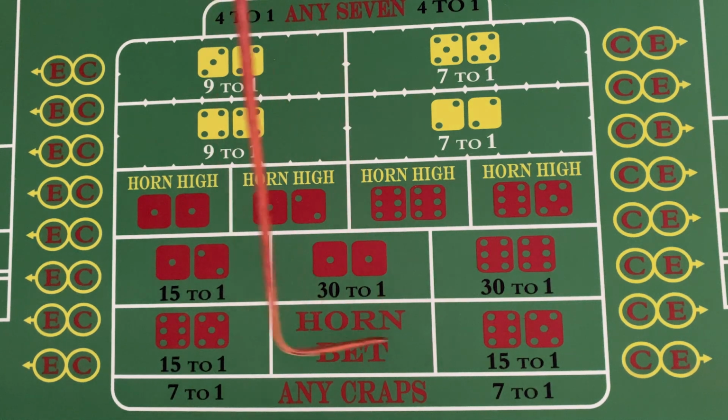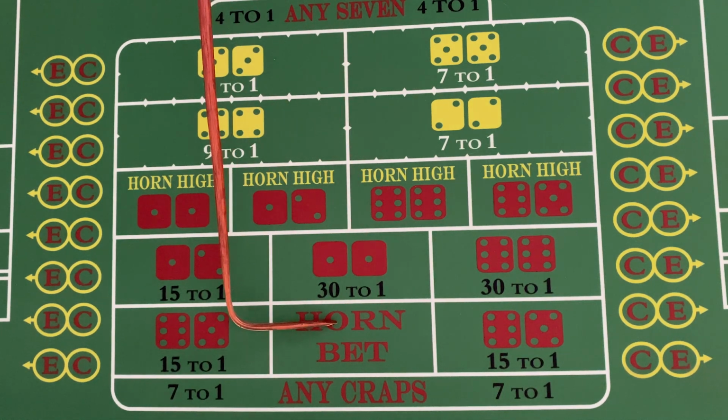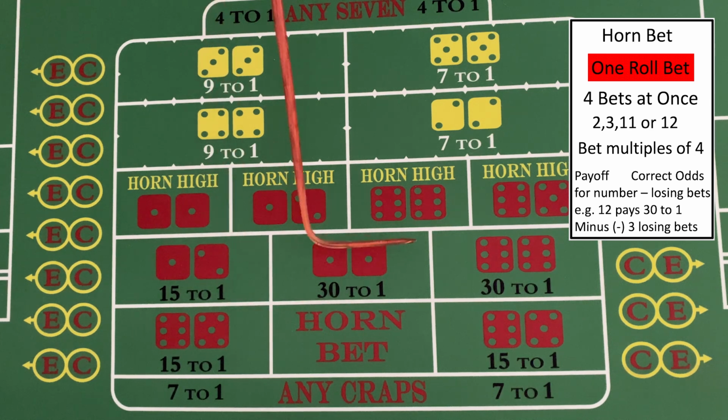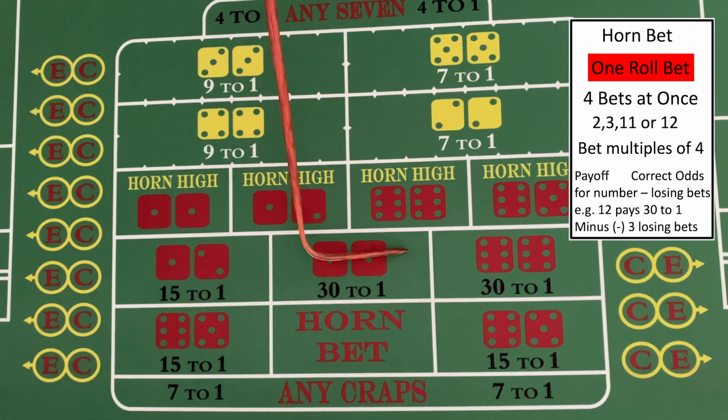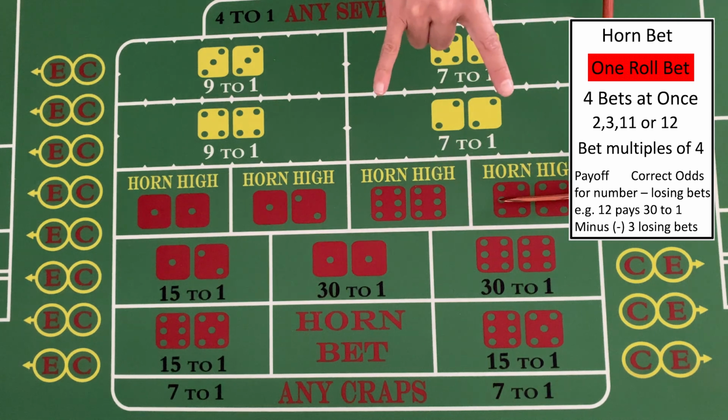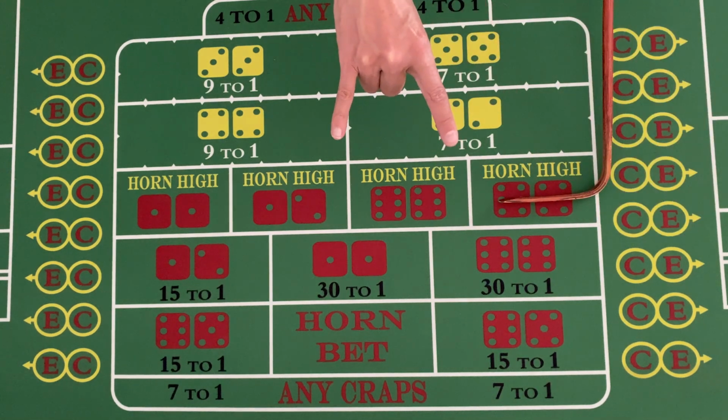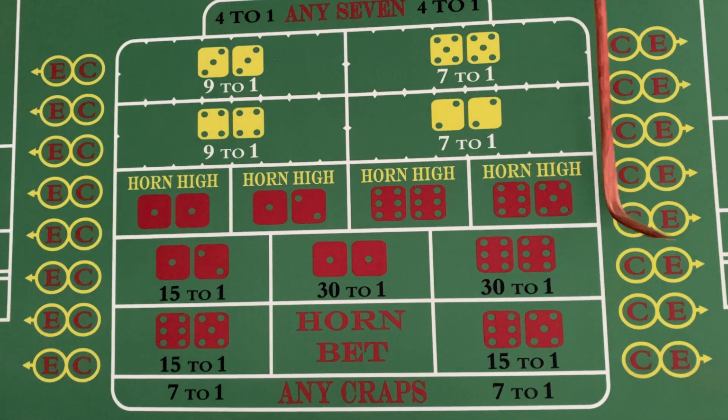Horn bet right here. A horn bet represents 4 bets at once. If you look at the distribution, the 2 and the 3 are on one end, and the 11 and the 12 are on the other. So a horn bet is actually you're betting on the 2, the 3, the 11, and the 12. The distribution represents a horn, so therefore it's kind of the horn.